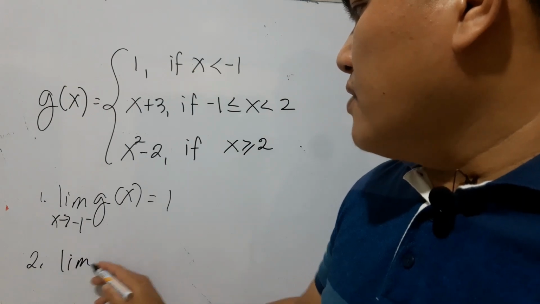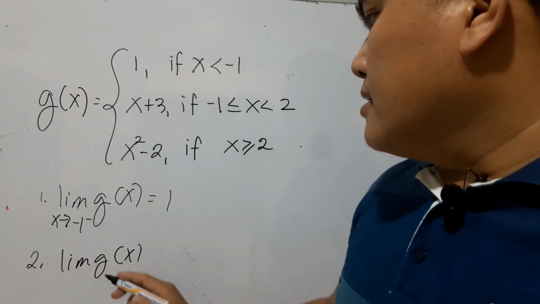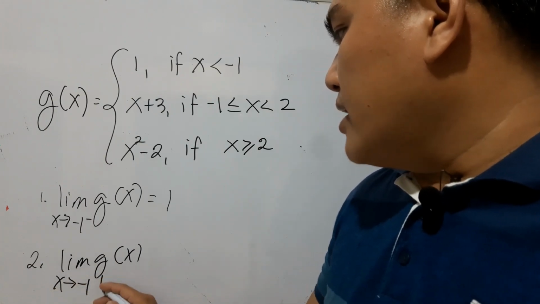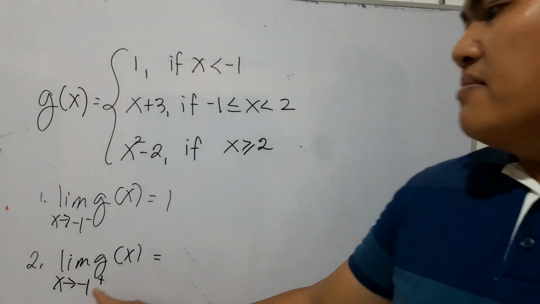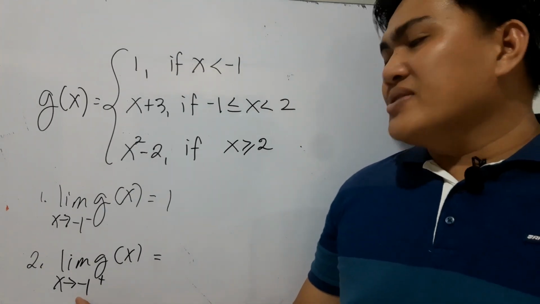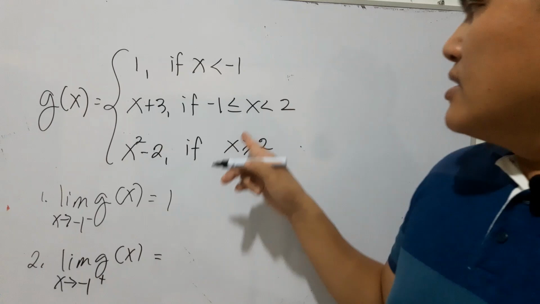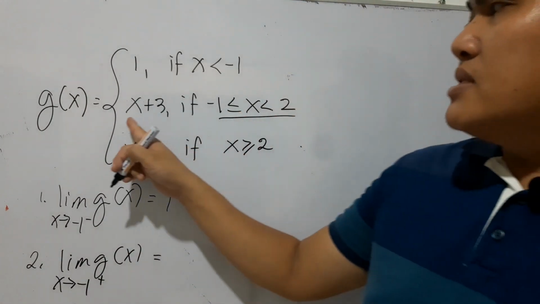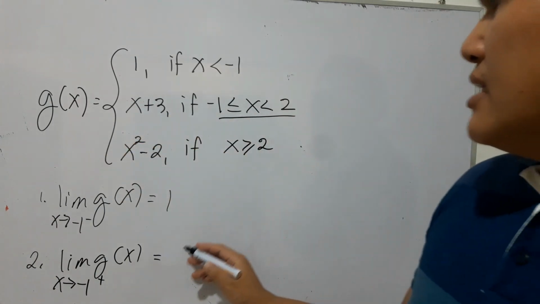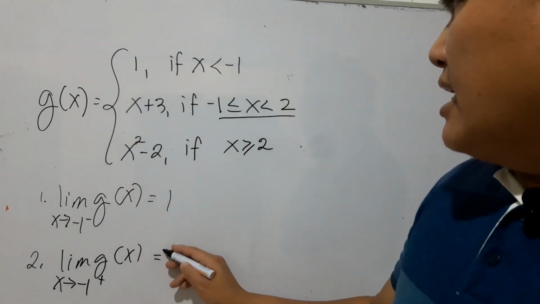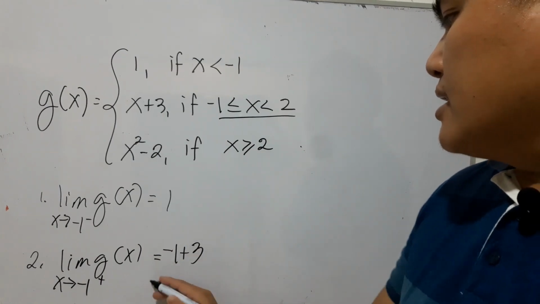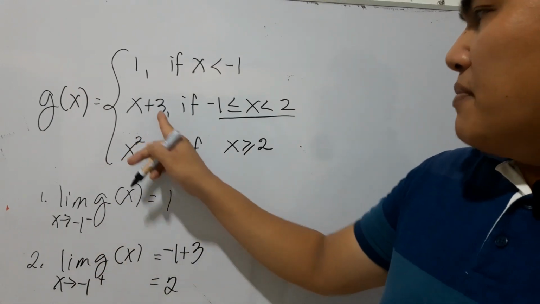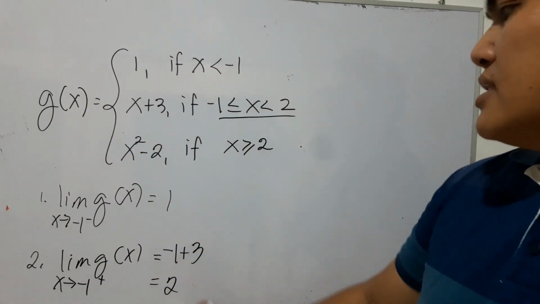So how about if you approach from the right? Limit of g of x as x approaches -1 from the right. From the right of -1 are values greater than -1. So values greater than -1 belong here, so we have to substitute into this. That is -1 plus 3, so that is positive 2. Just replace x with -1, copy plus 3, and -1 plus 3 is 2.